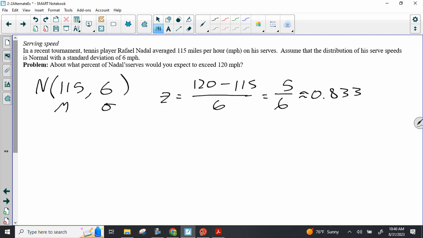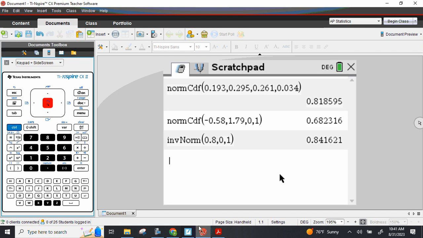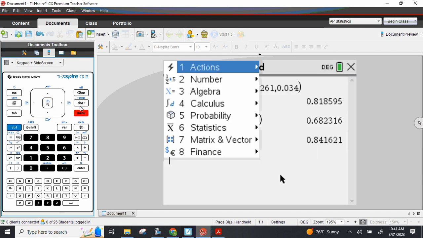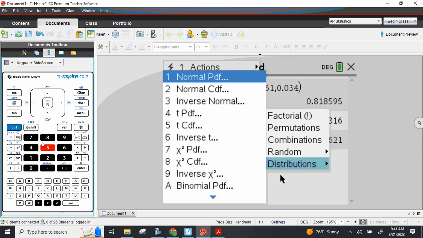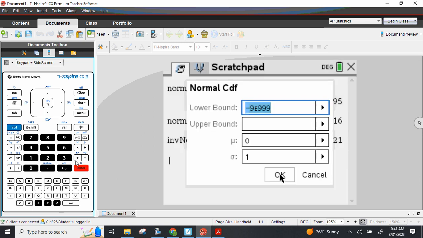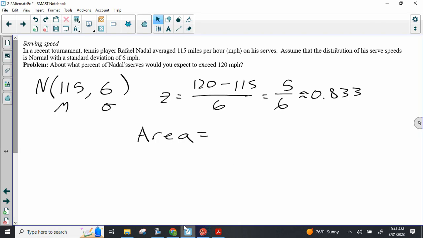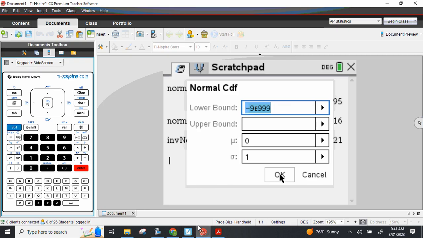So my answer is just going to be some area. We're going to get that bad boy out. Again, menu. You're going to do this so many times this year, just so you know. Above? Exceed, yes. So that means my lower bound is 120. My upper bound is basically infinity. My mean, it said, was 115, and standard deviation was 6.